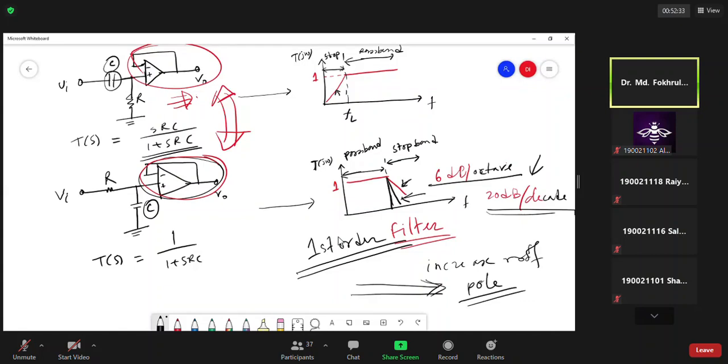Okay, so that's all about the first order low pass, high pass, band pass, and band reject filters. Any questions so far?